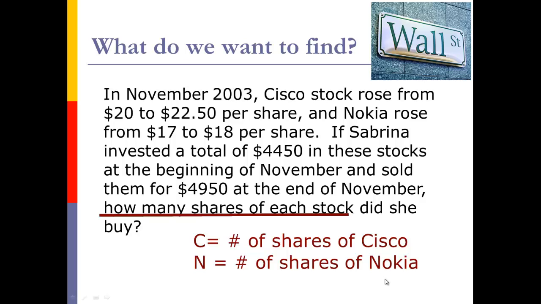I'm just using C and N so that it's nice and easy for me to keep track of who's who. If I use X and Y, then I've got to write down and figure out who's who and keep remembering all that. So I like to use letters that make sense for us.